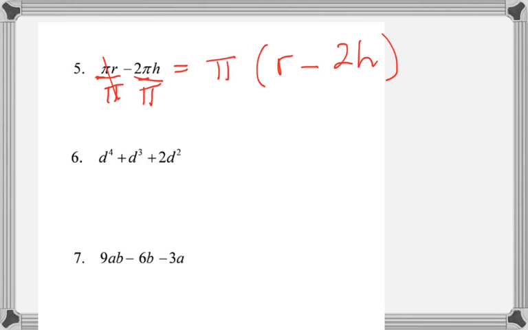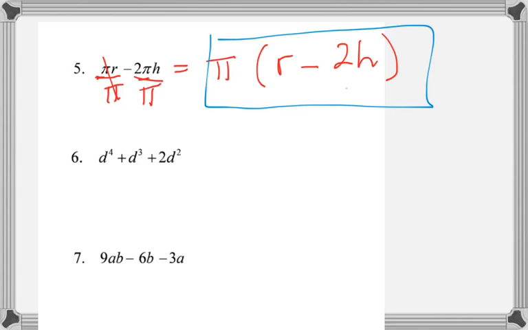Okay, so if I factor pi out, which is the greatest common factor between pi r and 2 pi h, I would have r minus 2h left, because if I multiplied these back again, that would be pi r minus 2h times pi, but then I could reorganize that to be 2 pi h. Okay, so the factored form of number 5 is pi times r minus 2h, or pi times the quantity r minus 2h.